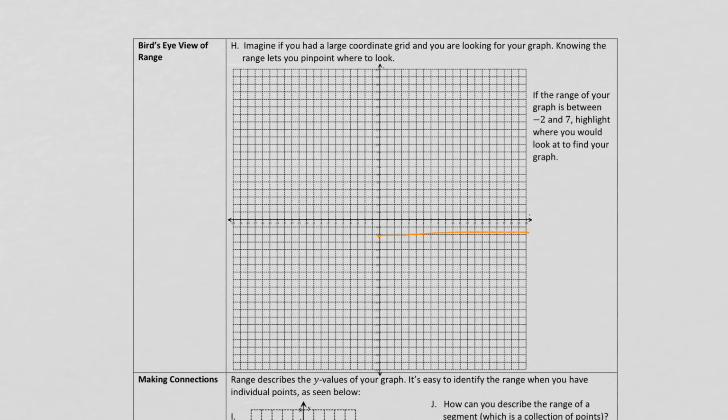I'm just going to highlight it, pretend I hit the line perfectly. And then 7 is going to be right about there. Okay, so my 7 is going to be there. So again, my range that I'm looking at on this giant grid is between -2 and +7. So I want to just look at this area.